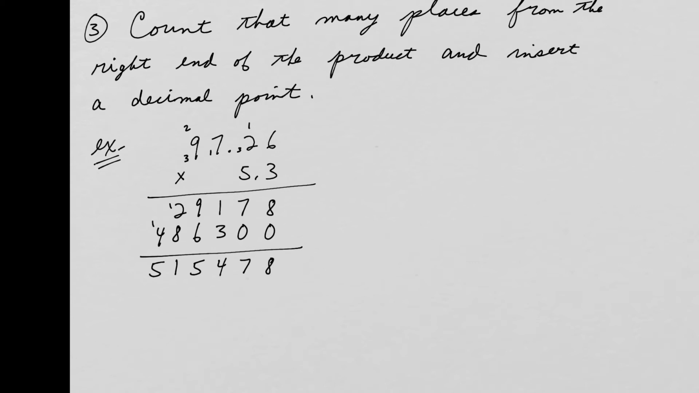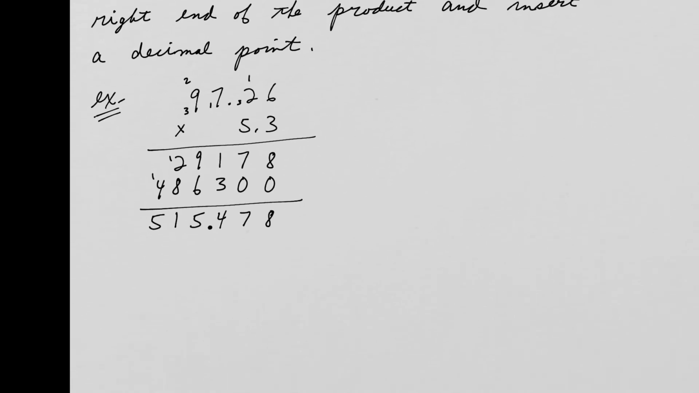Now, step 2, I have to figure out how many decimal places there are in the factors, the total number of decimal places. In the first number, I have 2 decimal places. In the second number, I have 1 decimal place. So the total, the sum of those, is 3. There's a total of 3 decimal places in all the factors. So for my answer, I start on the right-hand side, and I go over 3 places, and that's where I insert the decimal point. So I want a decimal point right there. So the product of those two is going to be 515.478.